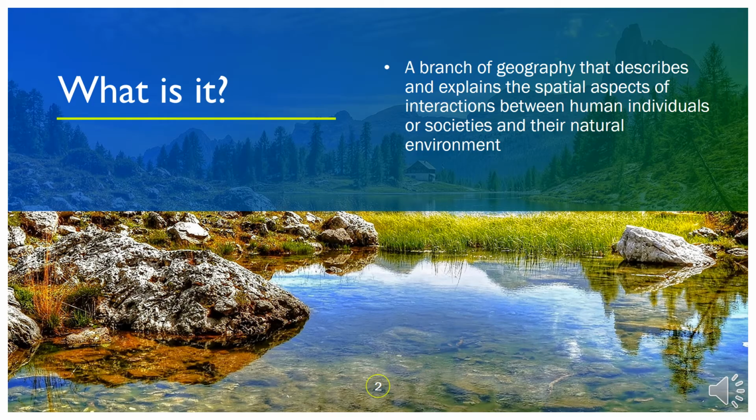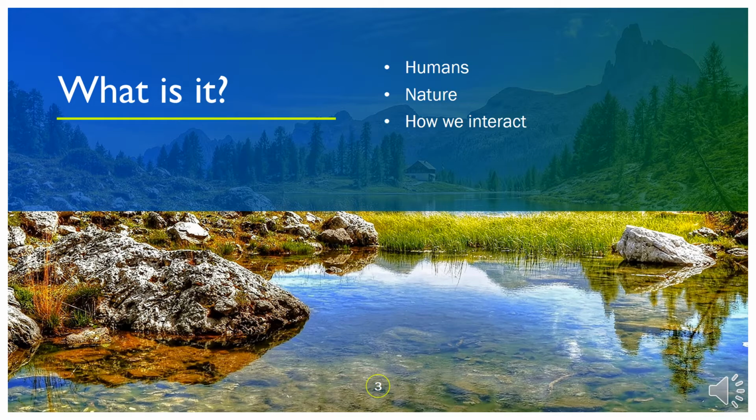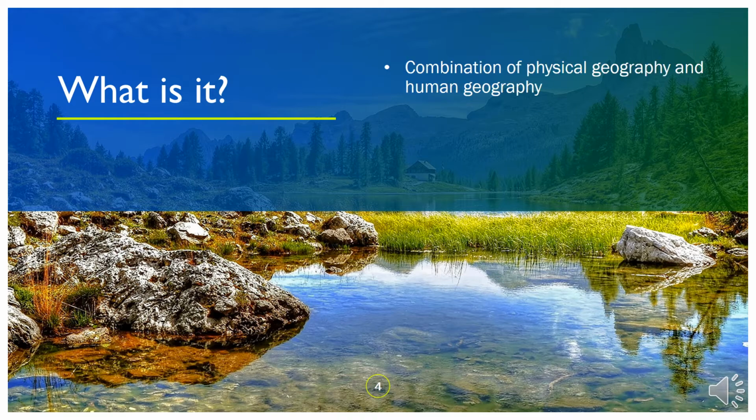What is it? It is a branch of geography that describes and explains the spatial aspects of interactions between human individuals or societies and their natural environment. It studies humans and nature and how we interact. It is a combination of physical geography and human geography.